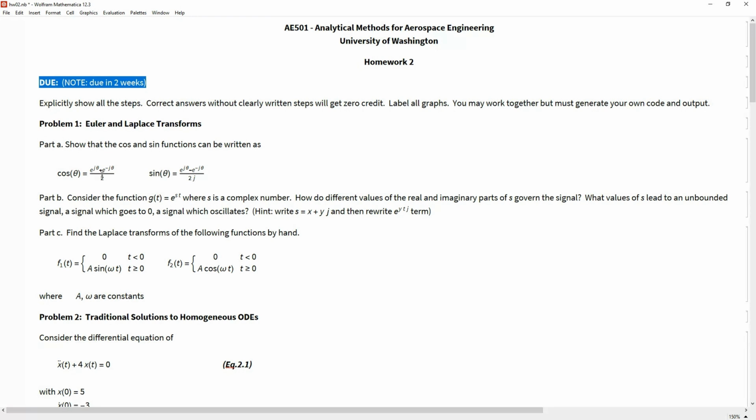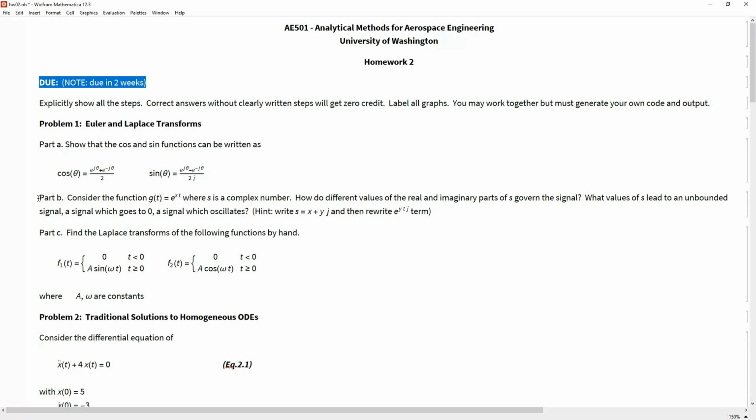The first one, I just want you to show that you can write cosine and sine using an Euler expression, where you have e to the complex number theta, et cetera. This one I think is going to make a lot more sense once you watch the videos on complex numbers. Now, part B is where this is actually interesting.